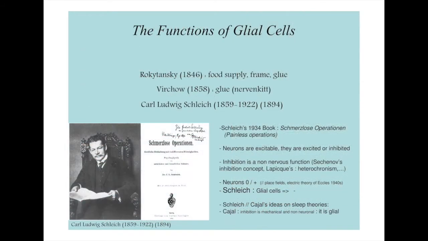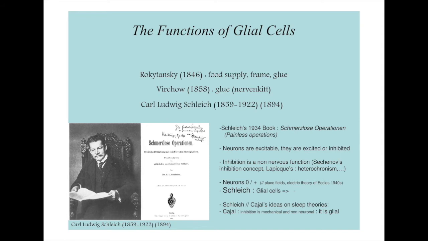In parallel to the slow process of discovery of glial cell entities, anatomists were concerned with their possible functions. For Rokitansky, we saw glial cells were a scaffold and a glue for nerve cells. For Virchow, glial cells also were a kind of glue. The opinion of Schleich is interesting, although it was not much publicized when it was published.